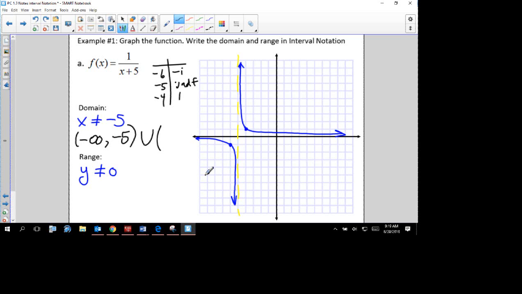It's all part of the same graph. It's going to start at negative 5, being greater than negative 5, and go all the way to positive infinity. So since that has two pieces to the graph, it has two parts to the domain.